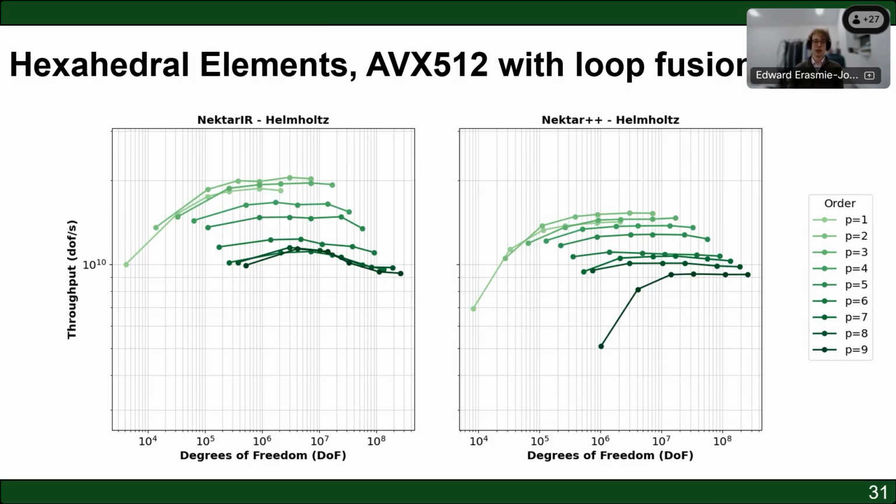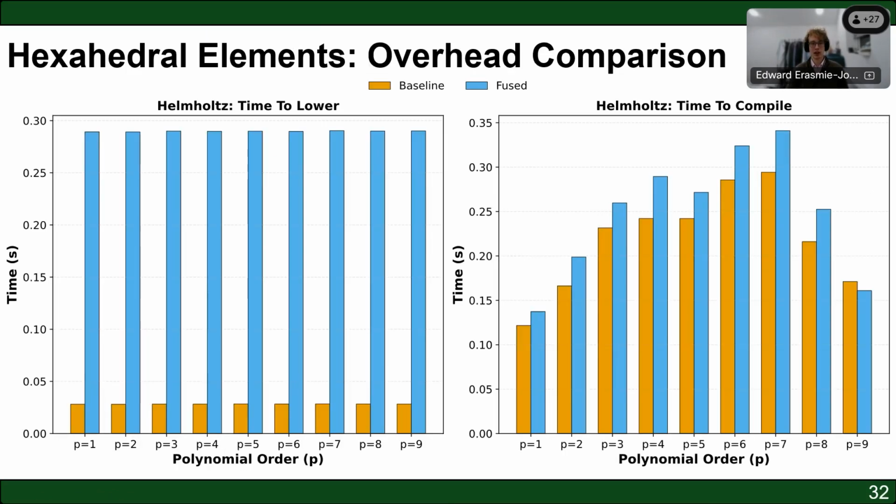which is quite nice. At the highest polynomial order and problem size, it's only about a 1% difference, but we'll take any wins we can get, so that's not bad. If we now look at the comparison in the overhead costs for the time to lower and time to compile for these kernels.